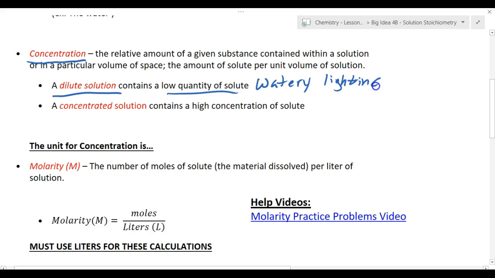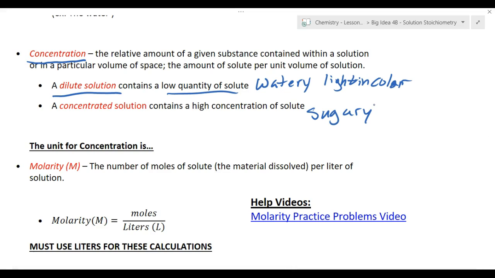And then in contrast, you have concentrated solution. A concentrated solution is your very sugary Kool-Aid. It has a lot of that solute. It's very sugary Kool-Aid, or very salty water. You have a lot of that solute per liters of solvent.